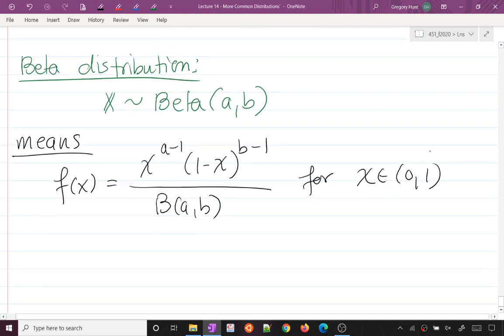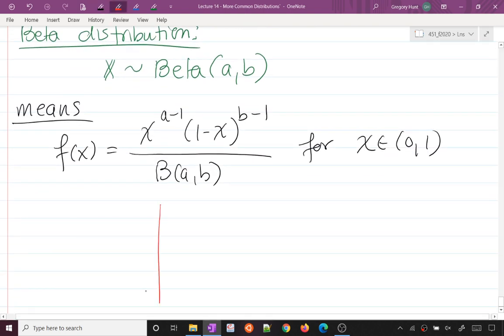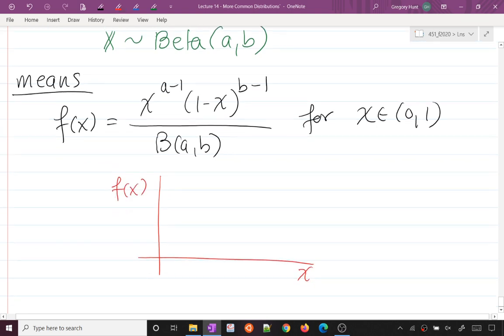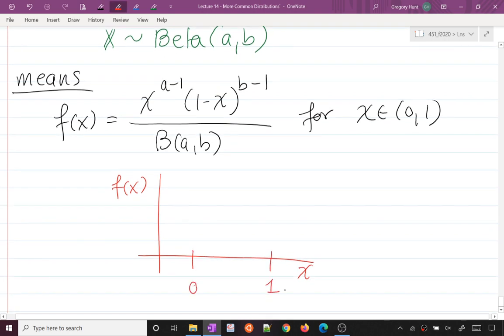If you were to plot the PDF, f of x against x, it's only going to have a positive density between 0 and 1. And depending on a and b, it's going to have different shapes. Maybe it looks like this. Another possibility is it looks like this. It could maybe look like this. There are many different shapes you can get. So it's basically a rich family of distributions where we're constraining the random variable to live in 0 to 1. You can get many different shapes depending on the parameters a and b. And a and b are generally pretty hard to interpret.